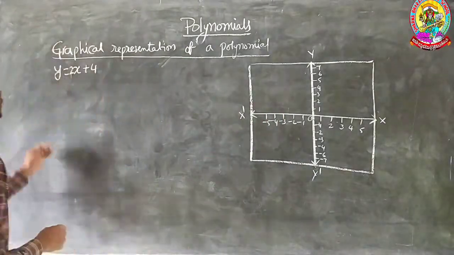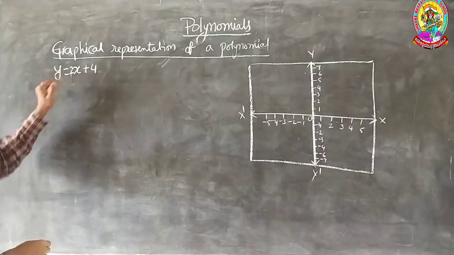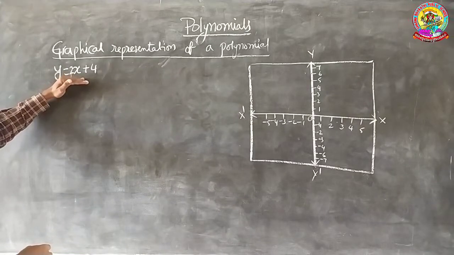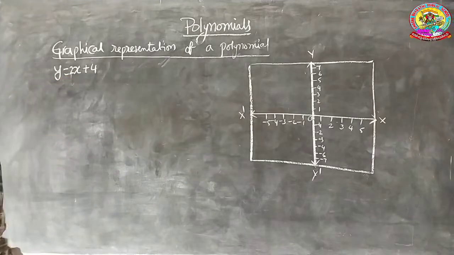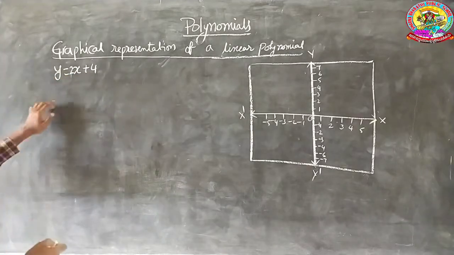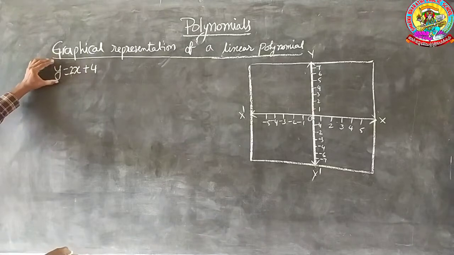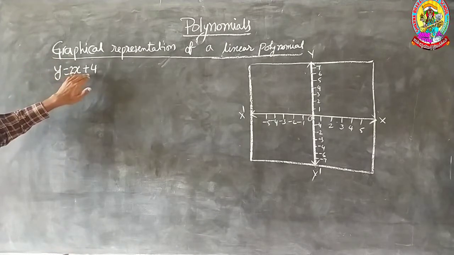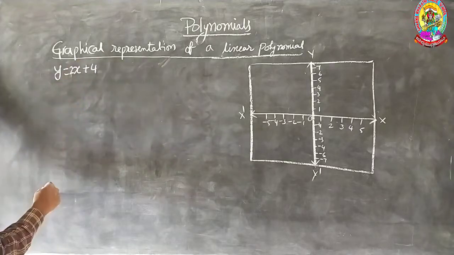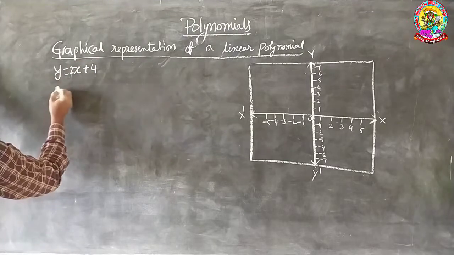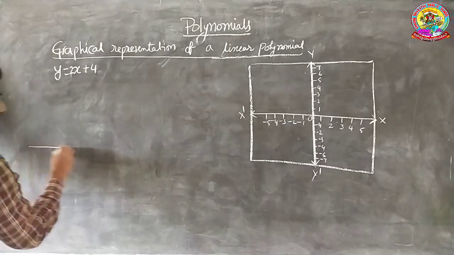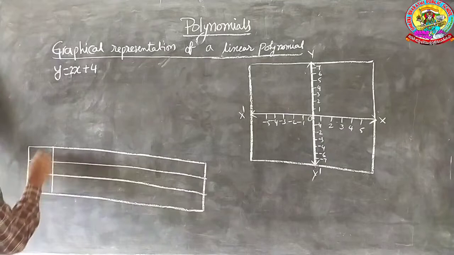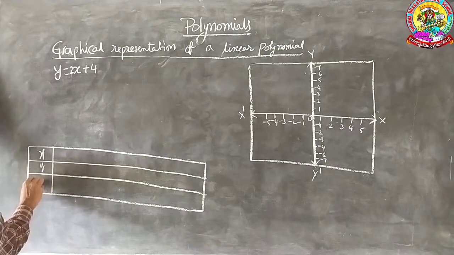So now y is equal to 2x plus 4. Already in your 9th class you have solved some graphs like this as a linear polynomial, x plus 4. Whenever you want to draw a graph, you must equate the entire equation like this: y is equal to 2x plus 4. Do you understand? Yes. Next, if you want to draw a graph, you need points to locate on the graph sheet. So that is x, y, x comma y.